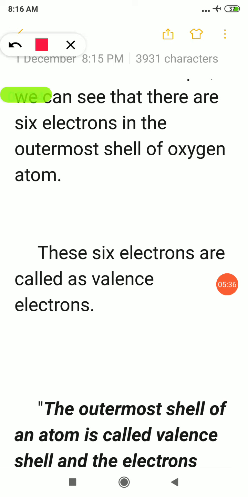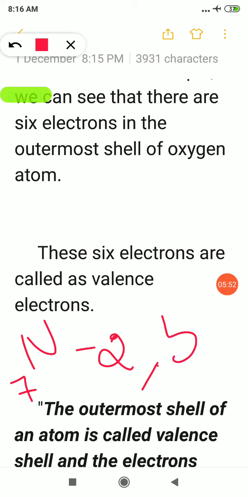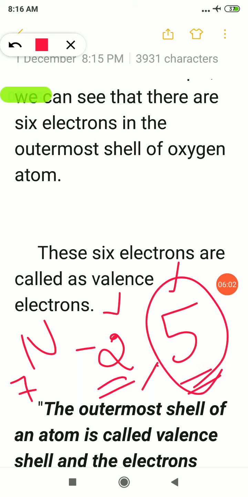Now look, nitrogen's atomic number is 7, which means it has 7 electrons. So how can we write the electronic configuration? In the first shell, a maximum of 2 electrons will be present. Then how many electrons remain? The remaining 5 electrons will go to the second orbit. So the electronic configuration is 2, 5. Here this is the first shell and this is the second and outermost shell. Then how many valence electrons are present in the valence shell of nitrogen? Yes, it is 5. Okay?